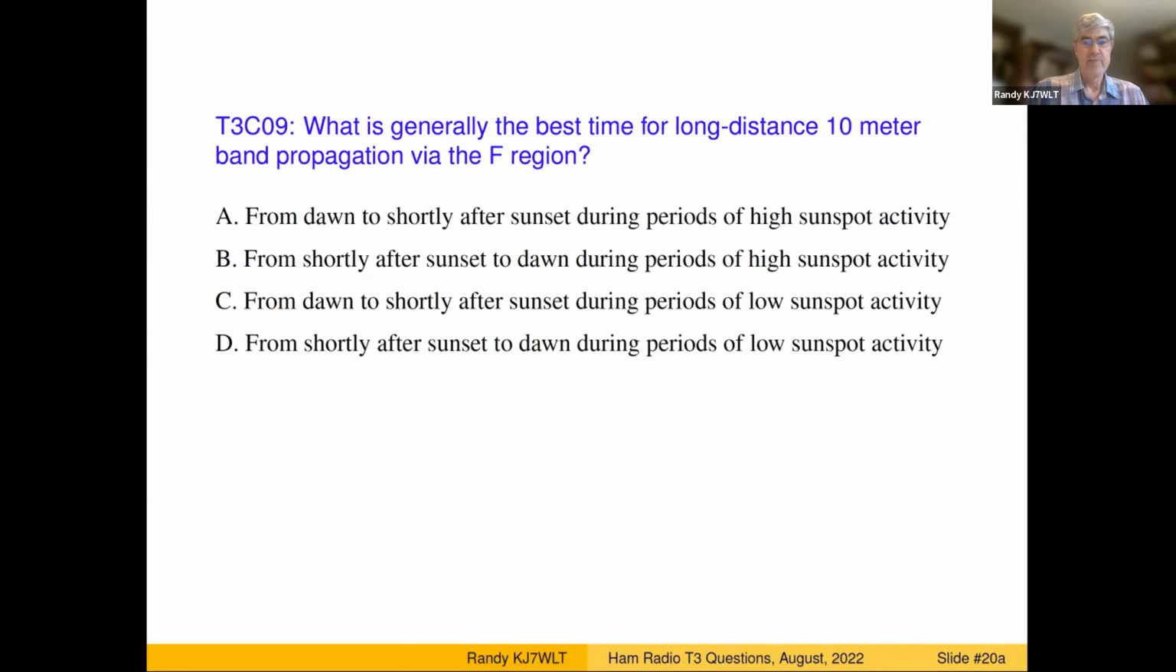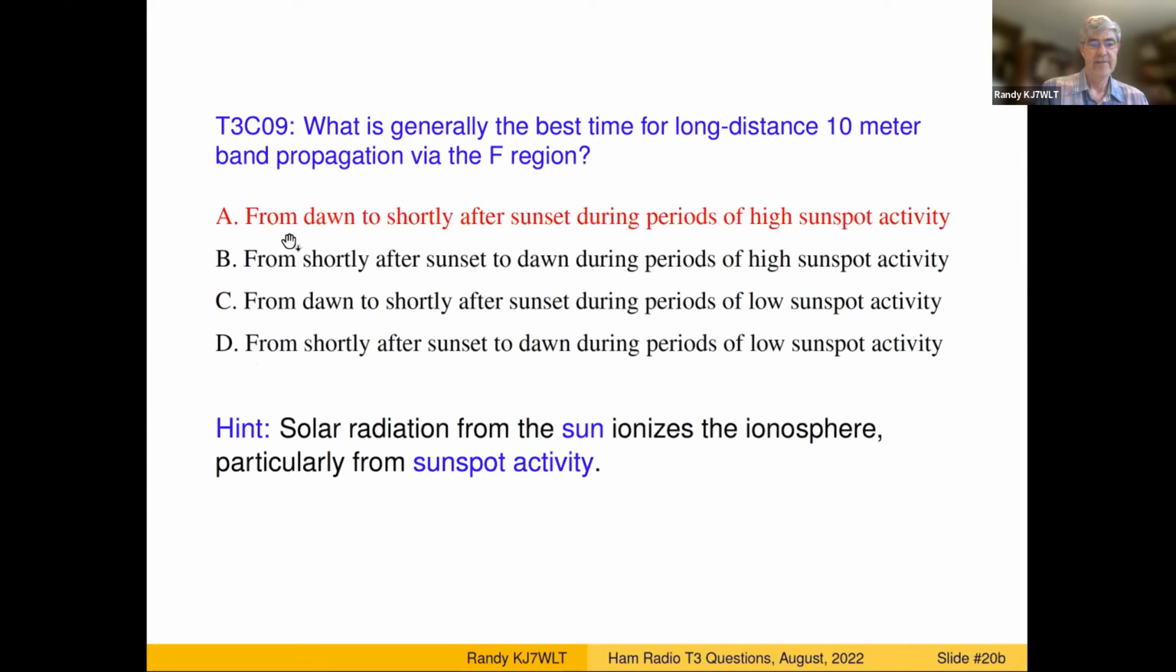And what's generally the best time for long distance 10-meter band propagation via the F region? Well, remember that the ionization is largely caused by solar radiation, and when there's sunspot activity, that's generally amplified. So the answer is during the day, from dawn to shortly after sunset, and during periods of high sunspot activity, there's more solar storms that are sending out more radiation.